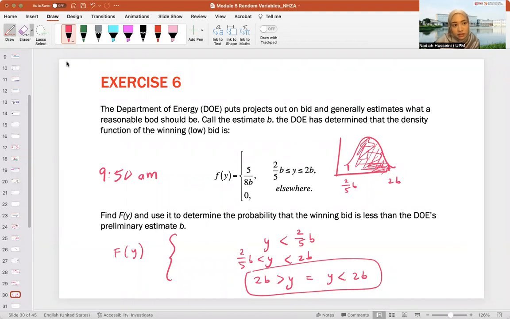So how do I fix this interval? It's not correct yet. So y less than 2/5b, yes. What should be down here? Anyone?